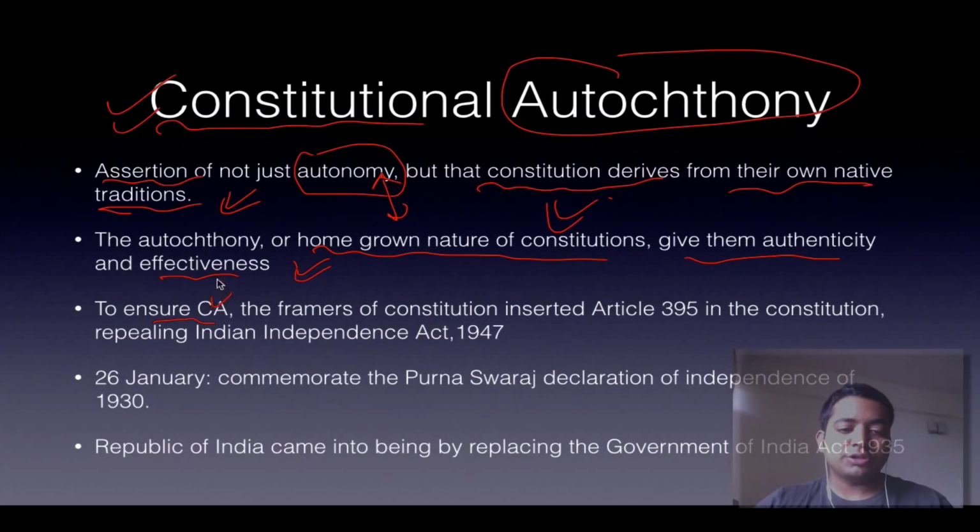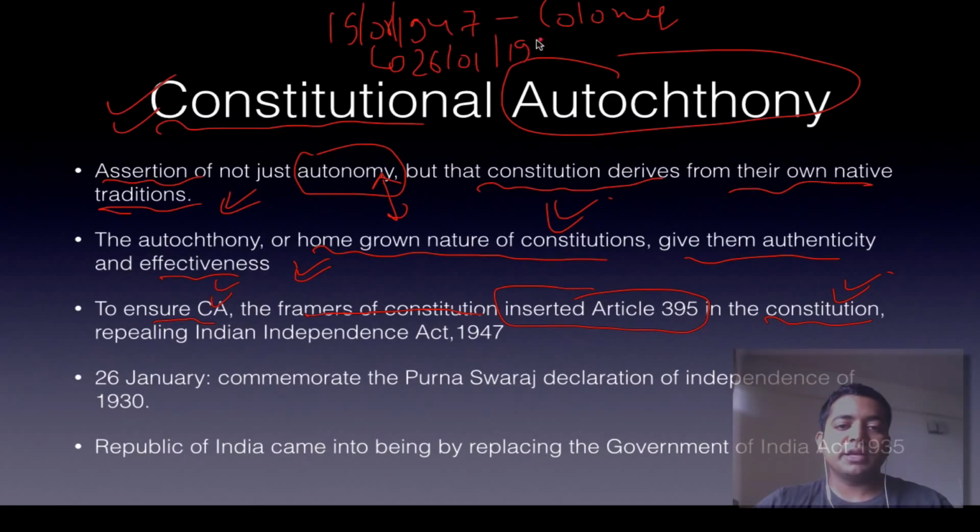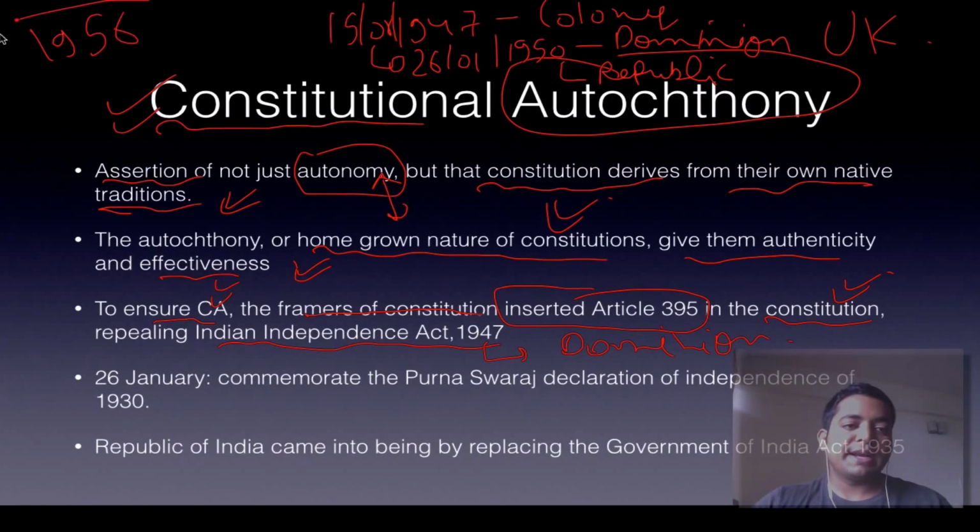So to ensure this, the Constituent Assembly, the framers of the constitution, went on to insert Article 395 in the constitution. So it's important. What was the status of India before 15th August 1947? It is a colony. Between 15th August 1947 to 26th January 1950, it is a dominion under the British government, and after 26th January 1950 it's a republic and an independent nation. Is that understood? The Indian Independence Act 1947 established India as a dominion under the British Crown. Pakistan went on to become a republic only in 1956. So Pakistan was a dominion till 1956.